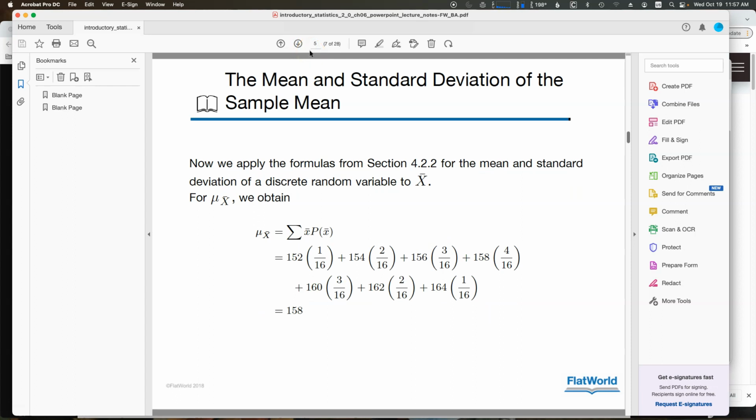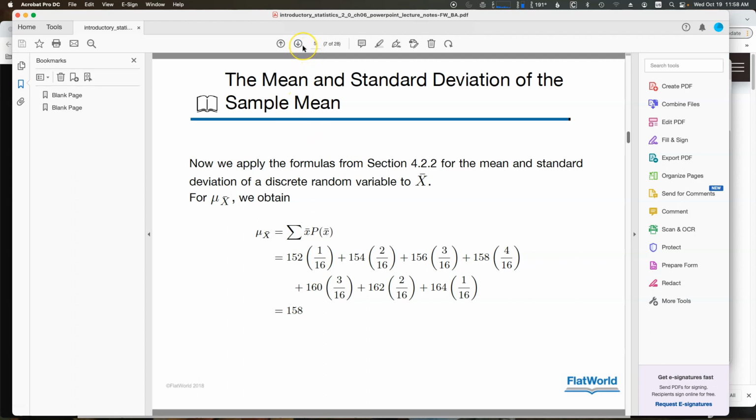So let's prove that that's the case. We've got a formula that we already had before, and that was, let's take each of the values and multiply them by their probability. So there's a 1 in 16 chance that we're going to get a score of 152, and we're going to add to that the 2 in 16 chance of getting a 154, and so on and so forth. And if you do that for all the values, look at what you see. The mean is 158. So the mean of the means is 158.